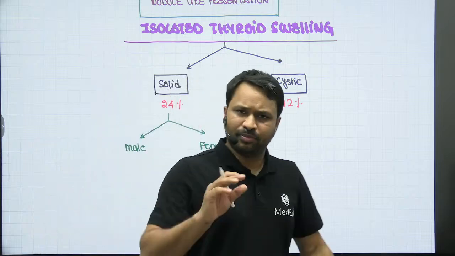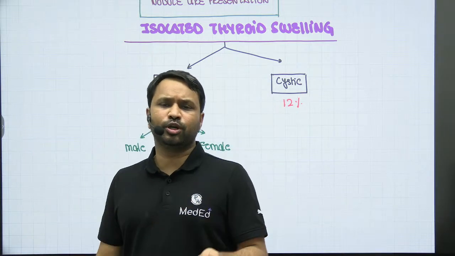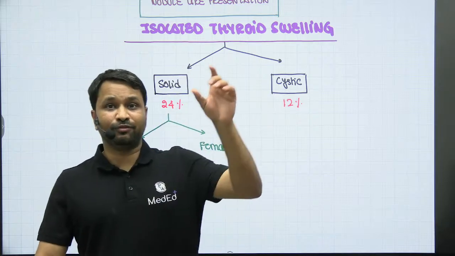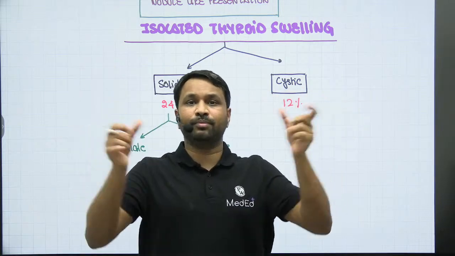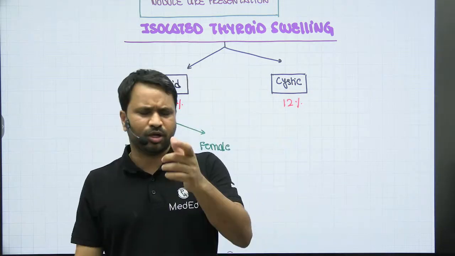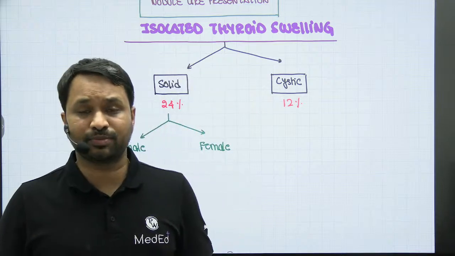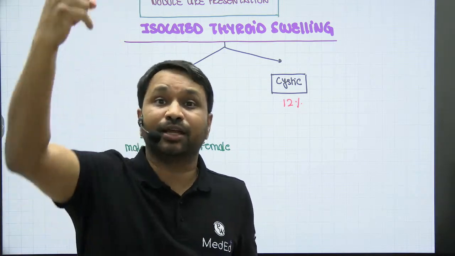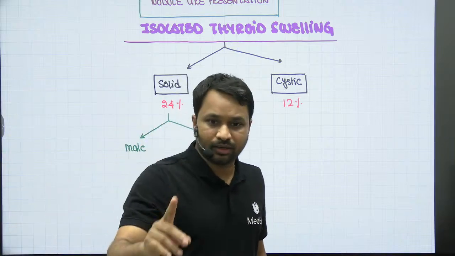I repeat again. In general, when we say in terms of sex, who is going to be more likely to be affected by malignancy, the answer is females. But let's say you have one female and one male, both of them present with an isolated thyroid nodule, a solitary thyroid nodule. Now, the probability of that nodule being malignant is higher in males when compared to females. I hope you are able to understand.